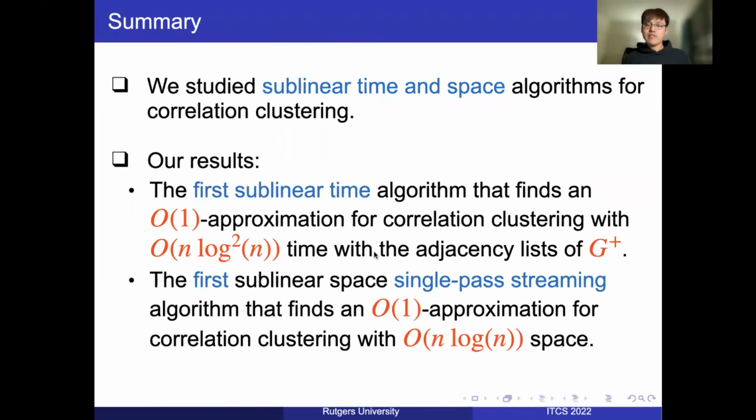So in summary, we studied sublinear time and space algorithms for correlation clustering in this paper. We proposed the first sublinear time algorithm that finds a constant approximation for correlation clustering with order of n log square n time, given the adjacency list for the positive subgraph G plus. Furthermore, we designed the first sublinear space single-pass streaming algorithm that finds a constant approximation for correlation clustering with order of n log n space. And we note that both of our algorithms are randomized.